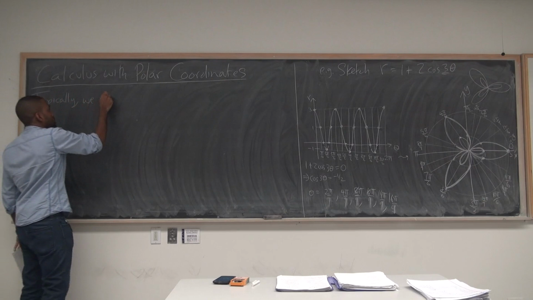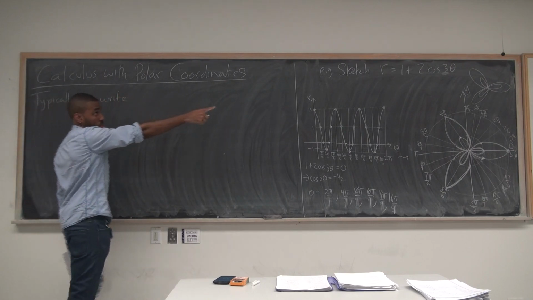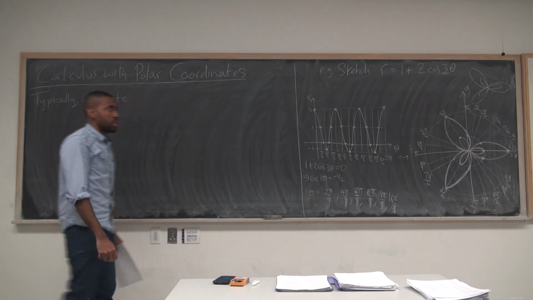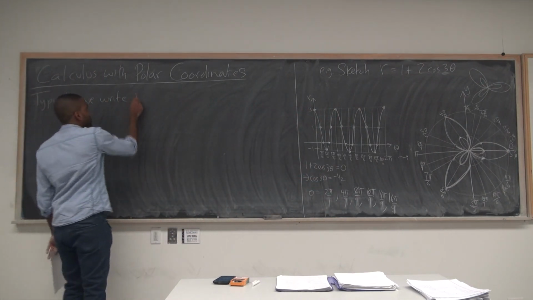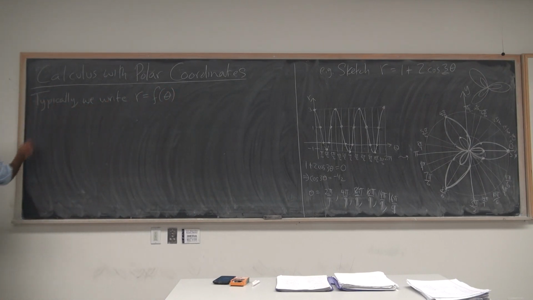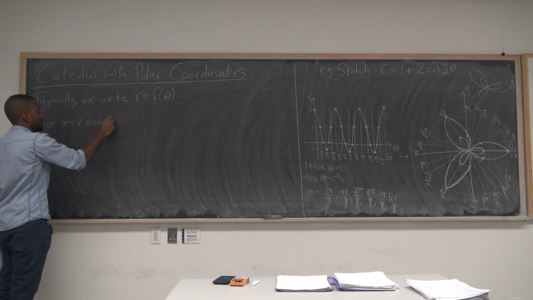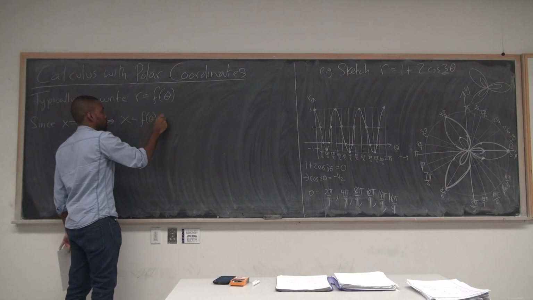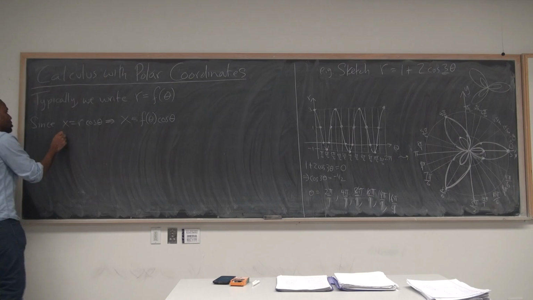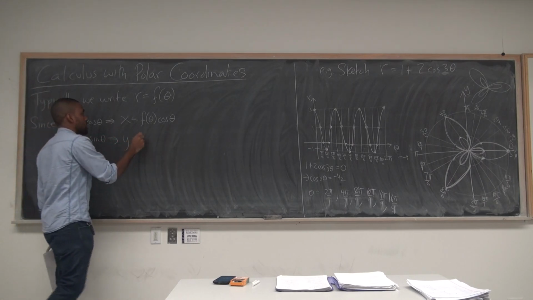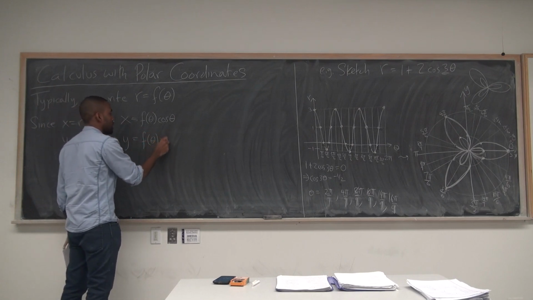Typically we think of r as a function of theta, just like r equals some function of theta. Theta is usually thought of as the independent variable and r is the dependent variable. So we usually write r equals f of theta. Since x equals r cosine theta, I can think of x as f of theta times cosine theta. And since y equals r sine theta, I can think of y as f of theta times sine theta.